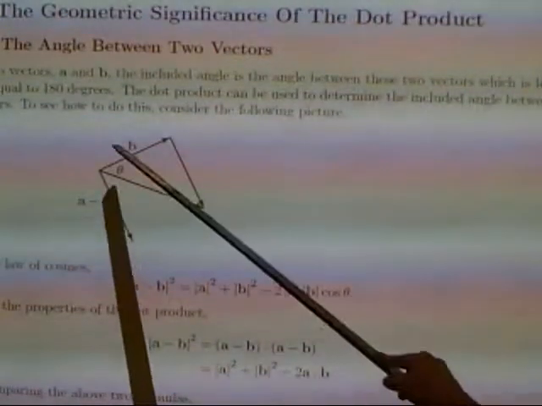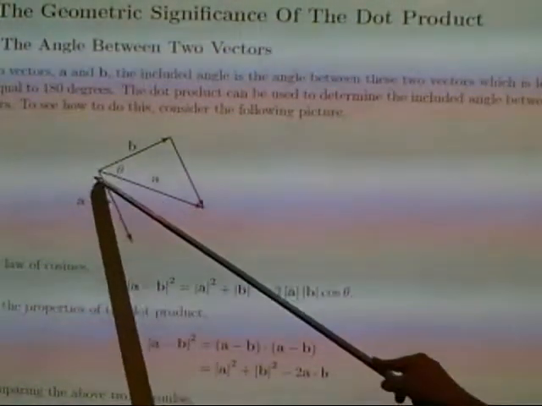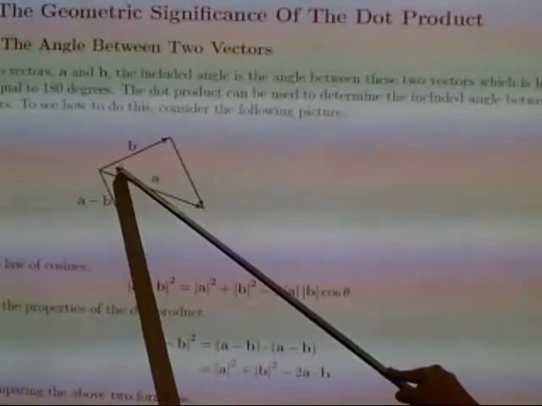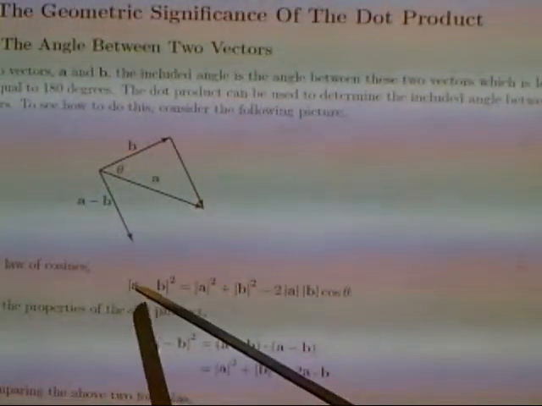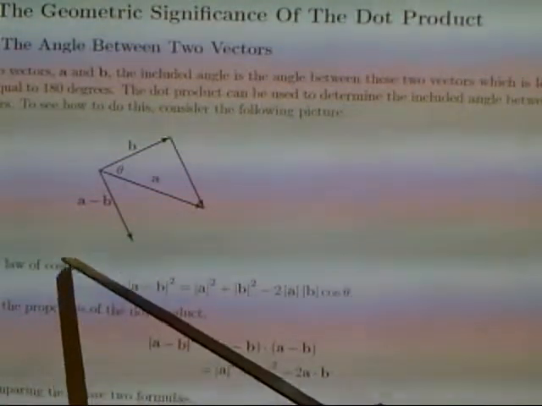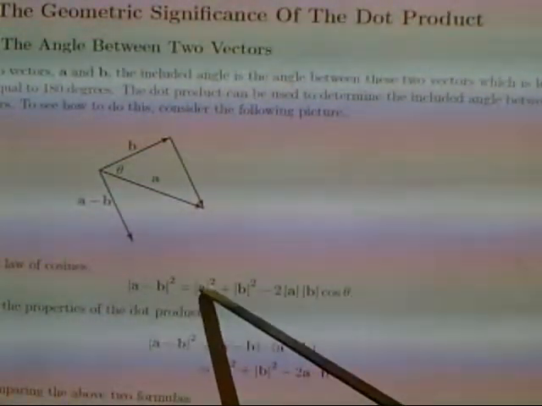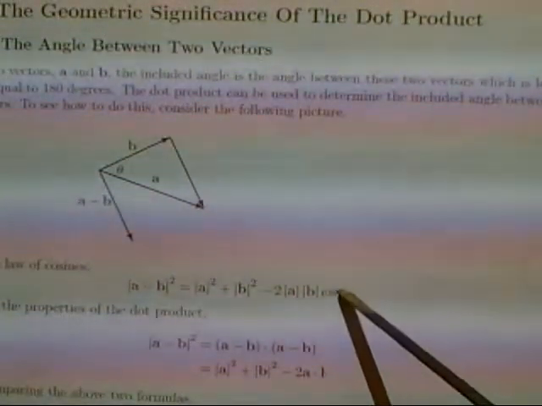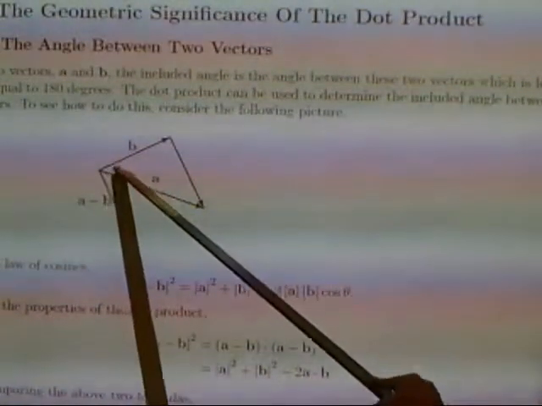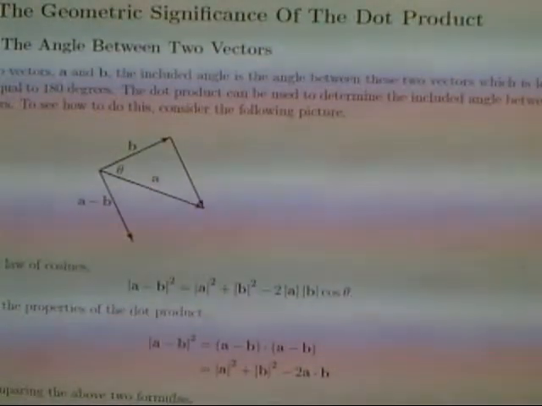Now A minus B, the cosine rule gives A minus B squared equals A squared plus B squared minus 2 A multiplied by B cos theta, where theta is the angle between vector A and vector B.